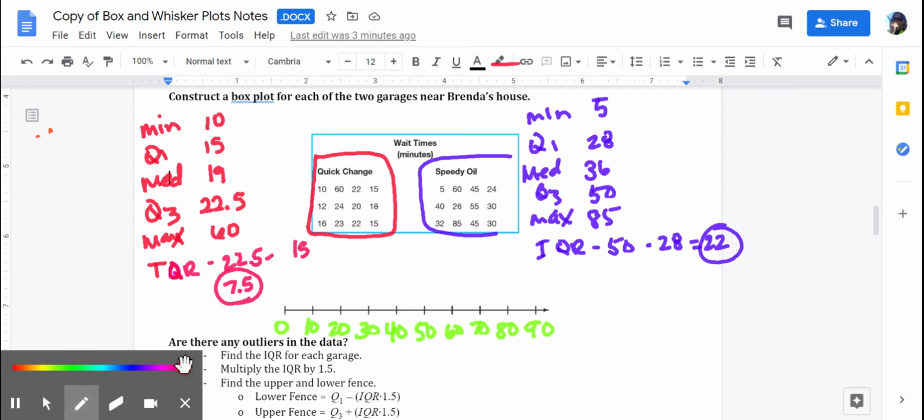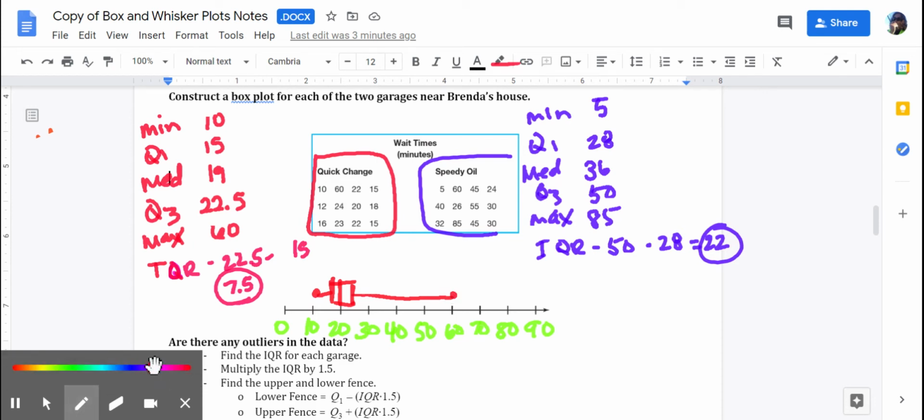So as I'm graphing quick change here, my minimum was 10. My Q1 was 15, so about here. Median was 19. Q3, 22.5. And again, these values don't have to be perfect because I do have my 5-number summary listed right here. And my maximum is 60.